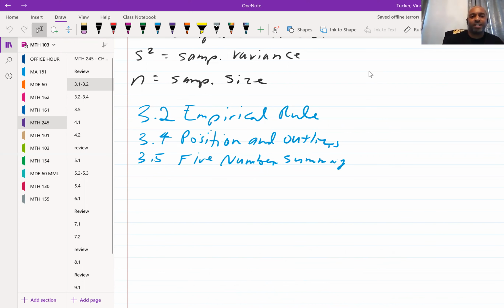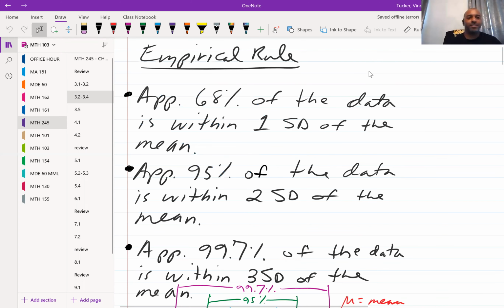Yeah. So notice I said 3.2 empirical rule. That's what we're starting at right now. Once again, empirical rule is still in 3.2. So we're still in 3.2, and then we don't do 3.3. We're going to go to 3.4 and 3.5. So just to give you guys a heads up as to where we're going.